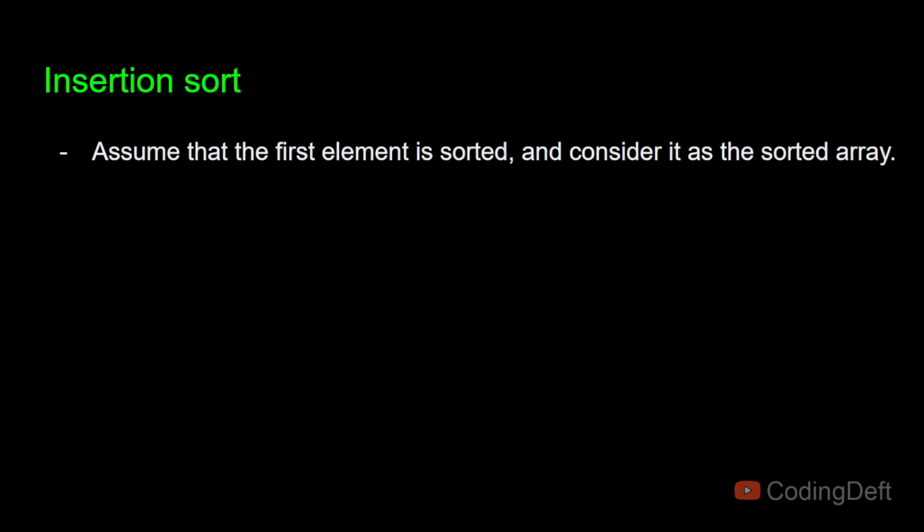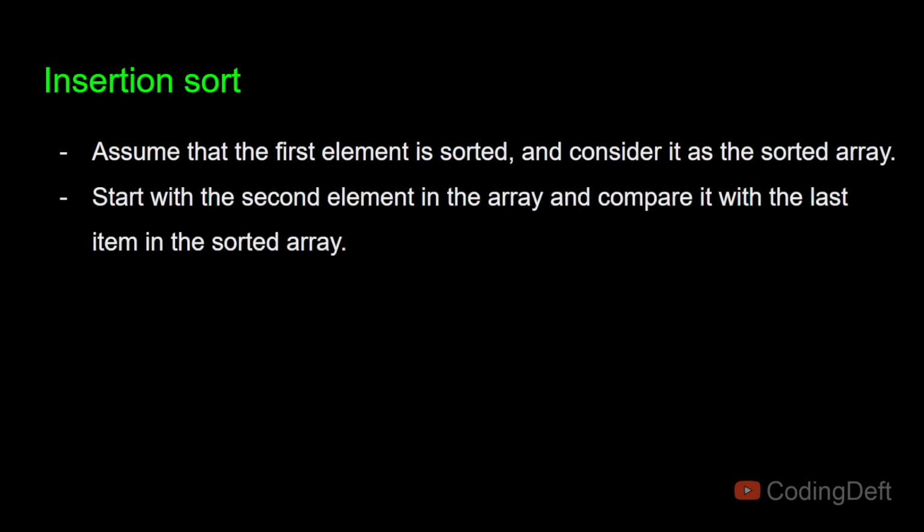In the previous video, we have seen bubble sort. In this video, we will see insertion sort. So in insertion sort, what we do is we assume the first element in the array is sorted and consider it as the sorted array. And then we pick the second array element and compare it with the sorted array. In the first iteration, it will be only one element, that is the first element.